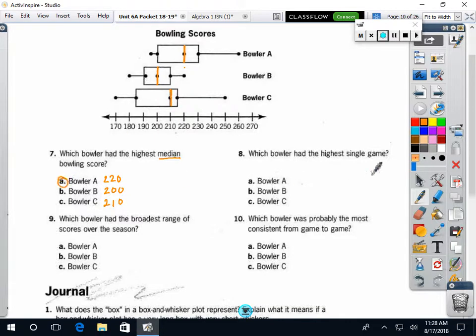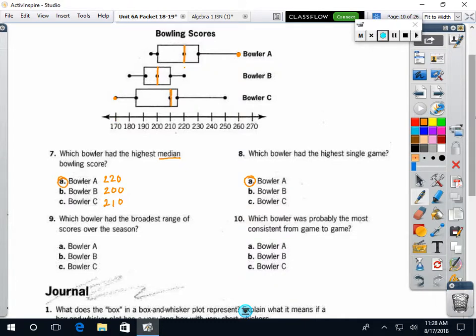Okay, 8. Which bowler had the highest single game? Right, A. Why? Correct. Isn't bowler A's maximum score way over here at 260? So he had the highest single game. That was his maximum score. Which bowler had the lowest single game? Which one has the lowest minimum? C. Aren't the minimums the dots on the left? And so that one by bowler C is the lowest minimum score. So that bowler had the lowest single game.